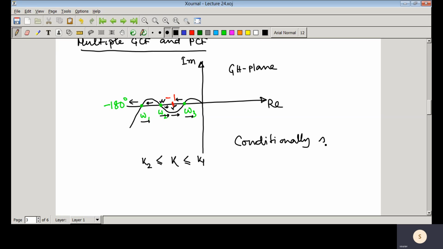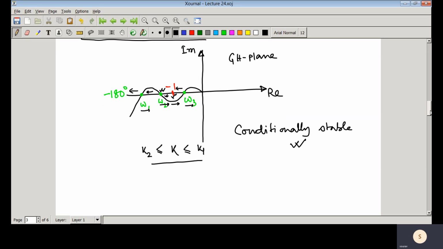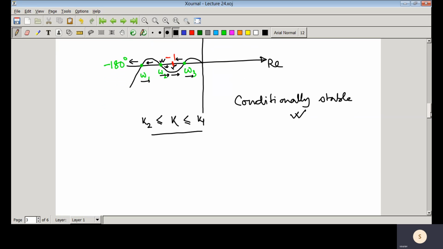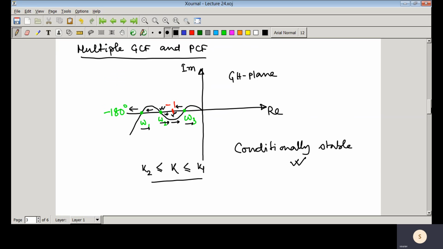So conditionally stable means we cannot increase or decrease that gain beyond some value. If we increase that gain up to, say, infinity, in some cases it happens like that, for example in a first order system or second order systems. But in this case, we can see that gain can be varied only in some range, that is from K1 to K2. So this type of system is called a conditionally stable system, whenever you have multiple phase crossover frequencies.